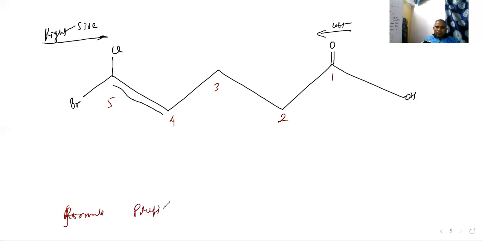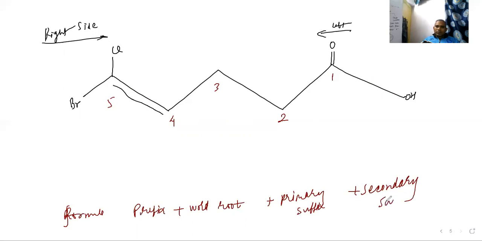Firstly, we have to write the name of the prefix. Then the name of the word root. Then the primary suffix. And lastly, the name of the secondary suffix. For the prefix, you know F, Cl, Br: fluoro, chloro, bromo. Word root for 5 carbons, you know very well, we write pent. Then double bond is there, so we write ene. Then for the COOH group we write oic acid.